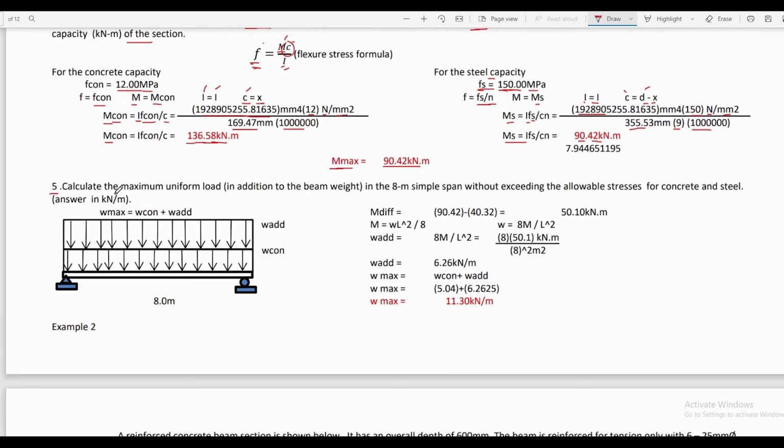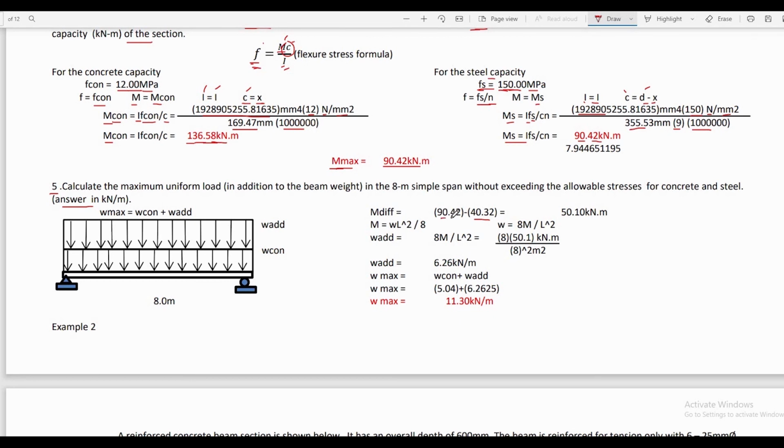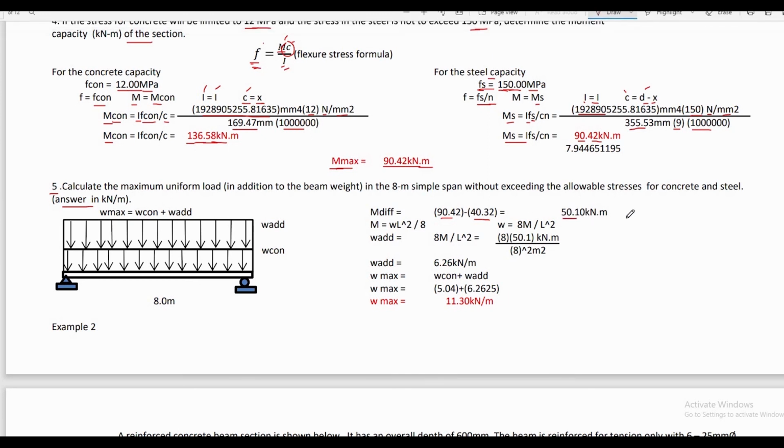Then, problem 5: calculate the maximum uniform load in addition to the beam weight in the 8-meter simple span without exceeding the allowable stress of concrete and steel. So, answer in kilonewton per meter. From the previous calculation, the bending moment if self-weight alone is acting on the beam is equal to 40.32. If we subtract it from 90.42, that is the capacity of the beam of the fully cracked transformed section, we have a difference of moment equal to 50.10 kilonewton meter. So this bending moment will be the additional bending moment the beam can carry before the beam will reach a maximum stress on the steel equal to 150 megapascal, or before the beam will fail.